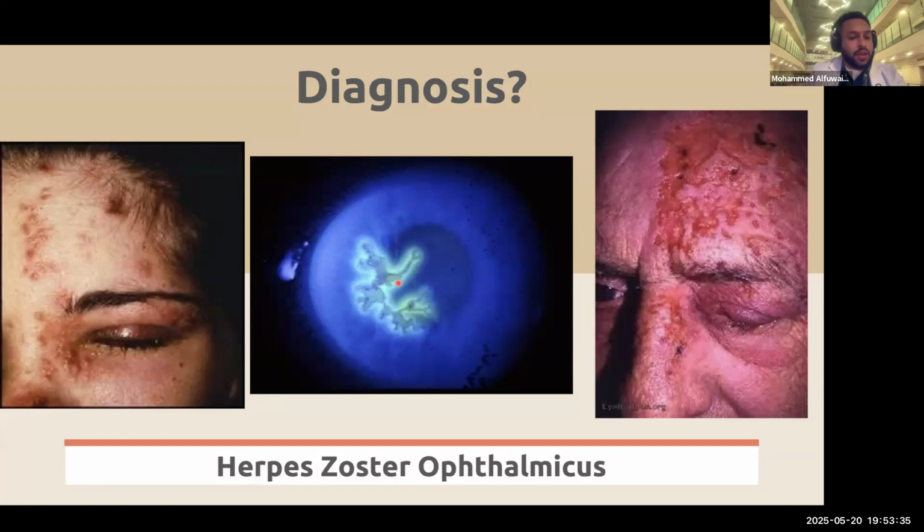Why is this dangerous for us? It could cause dendritic keratitis. Keratitis is an inflammation of the cornea. So over here, you can see during fluorescein dye, fluorescein is blue, so it stains the cornea blue. You can see here that there are corneal abrasions in a dendritic formation. This is herpes zoster ophthalmicus.